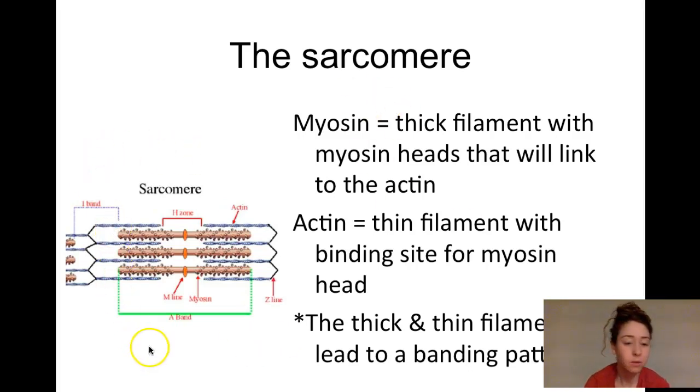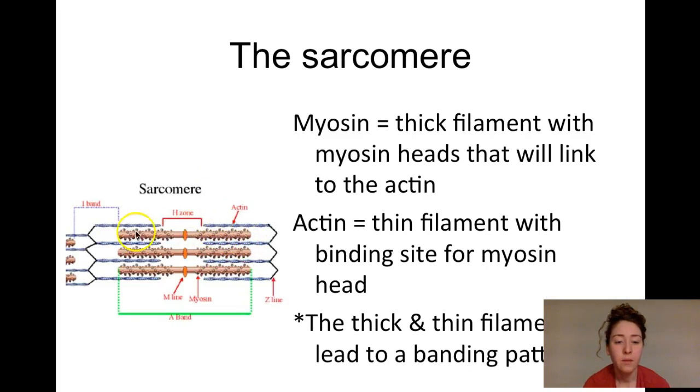So taking a little bit of a closer look at that, we can see again the H zone is the region where only the thick filaments are located. The A band includes all of the myosin. The Z line is the location where a sarcomere would meet the actin of another sarcomere. And the I band is the region that only includes actin. So that goes between two different sarcomeres because we're crossing the Z line here.